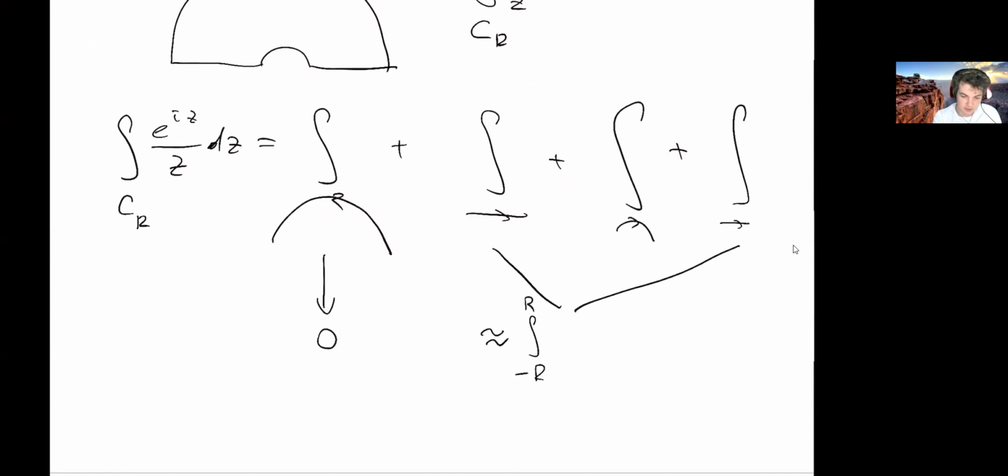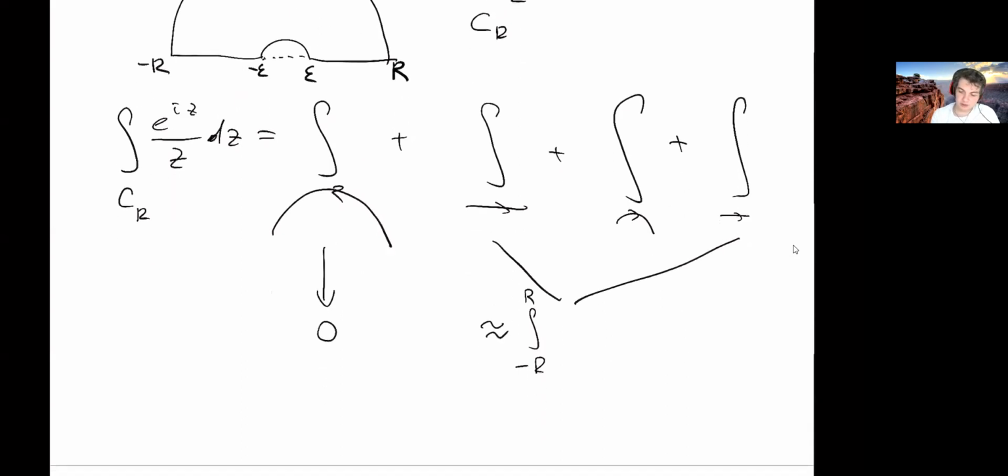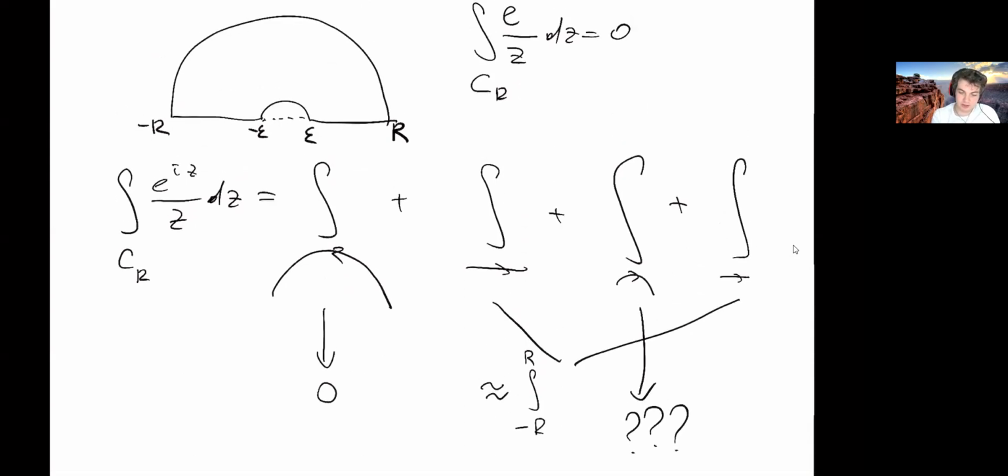Because at the end of the day, this is minus r, this is minus epsilon, this is epsilon, and this is r. And this small horizontal part shouldn't be too bad. But the question is, what is this? So what is the integral over this very, very small path? Will it be 0? Well, the answer is no, it won't.